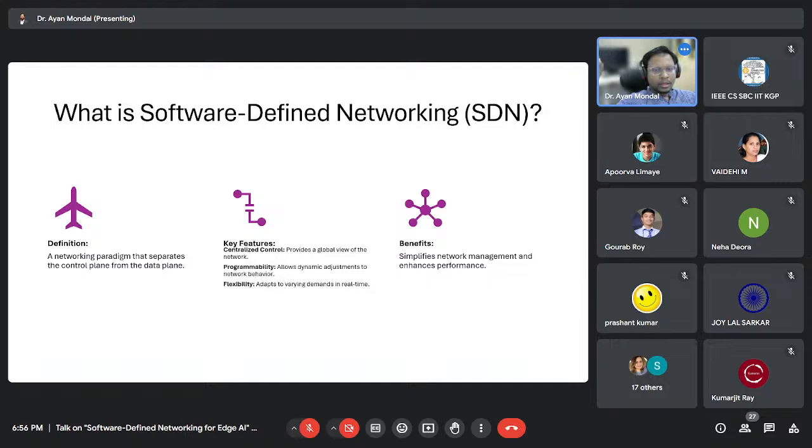So what SDN is doing is basically simplifying network management and enhancing performance. How is it enhancing the performance? By giving centralized control, because now you know what is happening in any part of the network, and it can be managed through the centralized controller itself. If you know about Kubernetes and the Docker architecture, it also follows a similar architecture to SDN. I won't say that it is following SDN, but it follows a similar architecture.